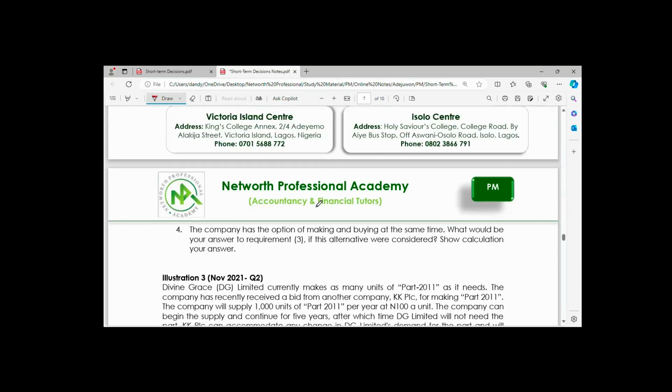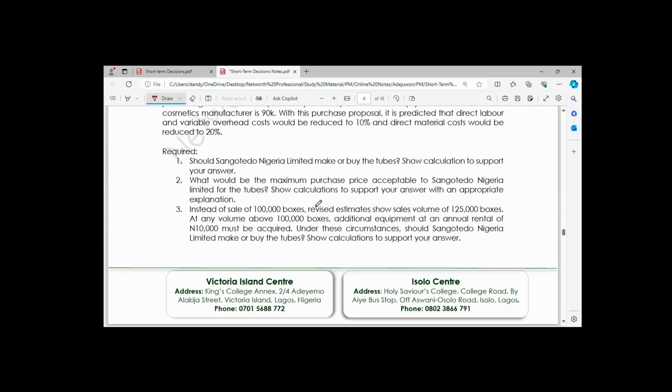So, you can see from the requirements, requirement 1, the examiner says, should the company make or buy the tube? Which means that this question relates to make or buy. So I don't need to waste time on this. We go straight to solving it. Let me switch to the working notes.